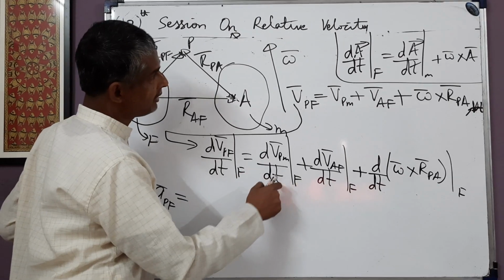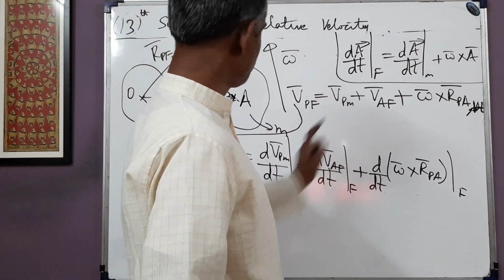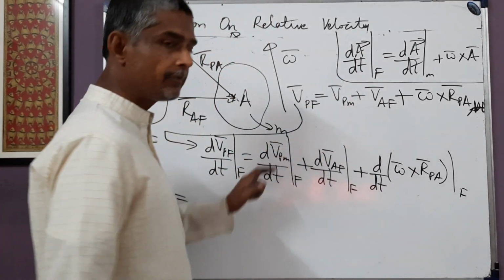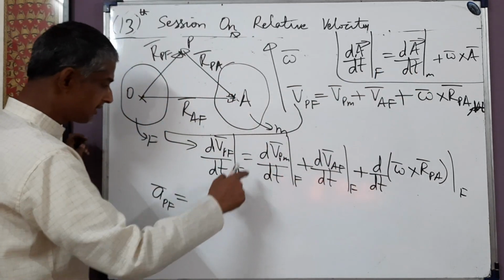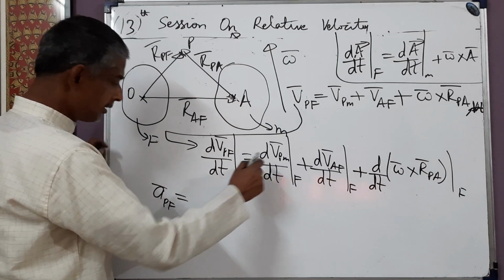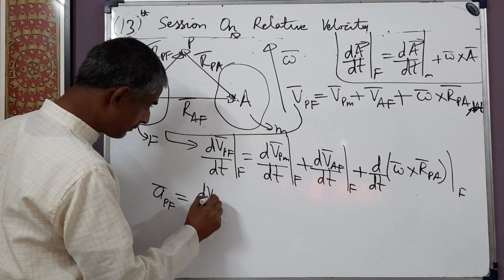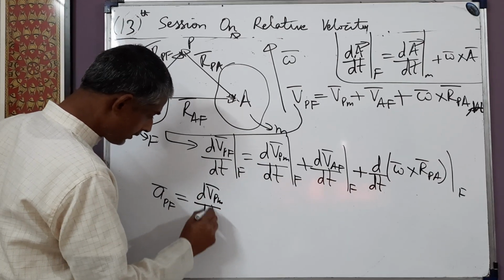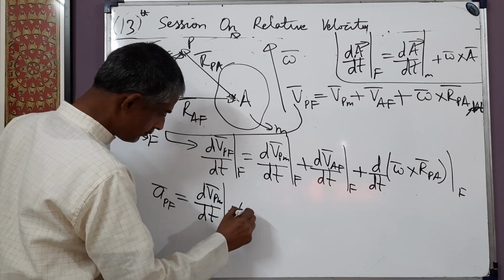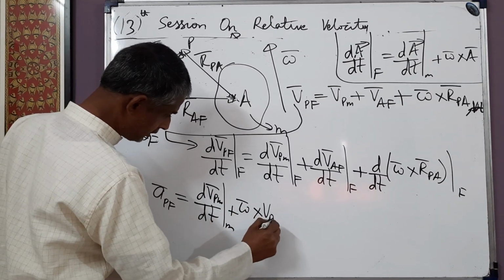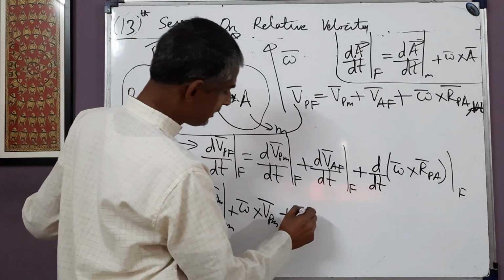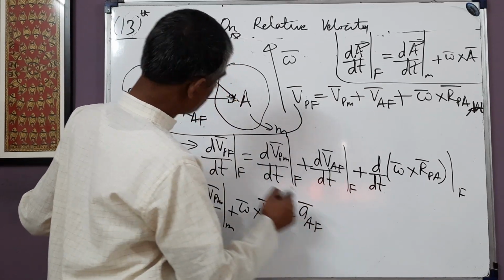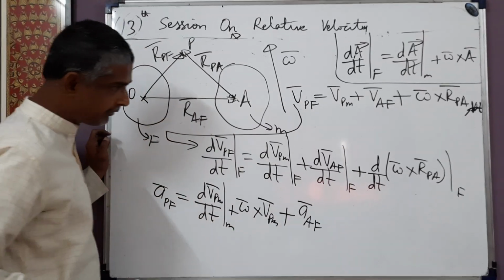Now how do we write this formula? For that we apply this formula here. Instead of vector A we take vector VPM, and F and M. So this will say dVPM by dt in frame M plus omega cross VPM, plus this will be nothing but AAF, acceleration of location capital A of M with respect to frame F.